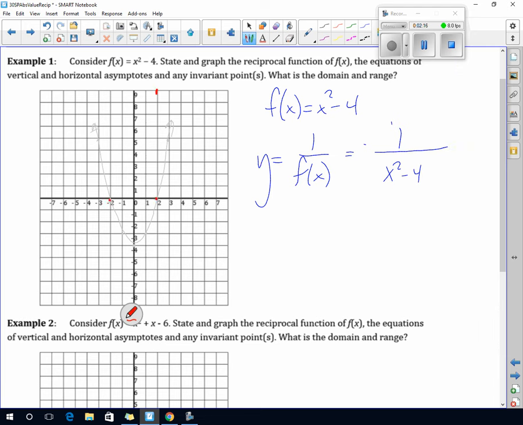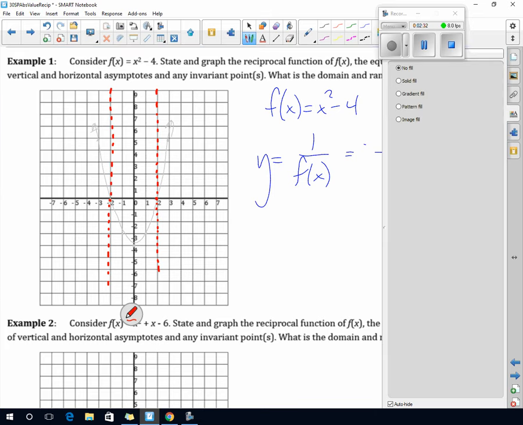Does everybody see that? I'm supposed to state the equations of the vertical asymptote. So let's state it here. Vertical asymptote, x equals plus or minus 2. It has to be an equation, right?